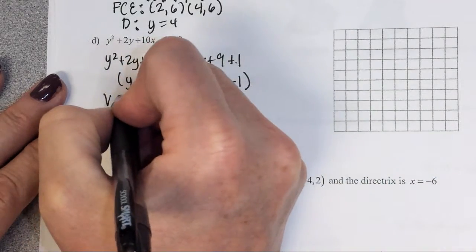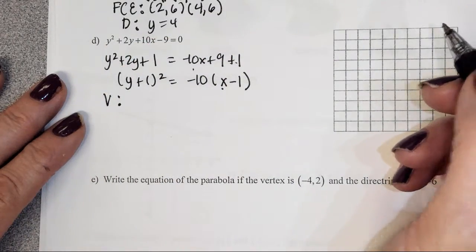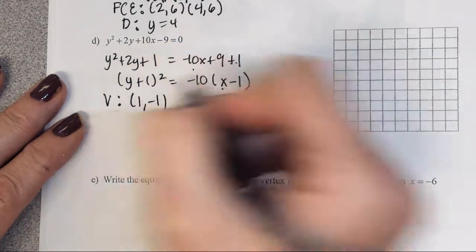So what's going to be our vertex this time? 1, negative 1, good.